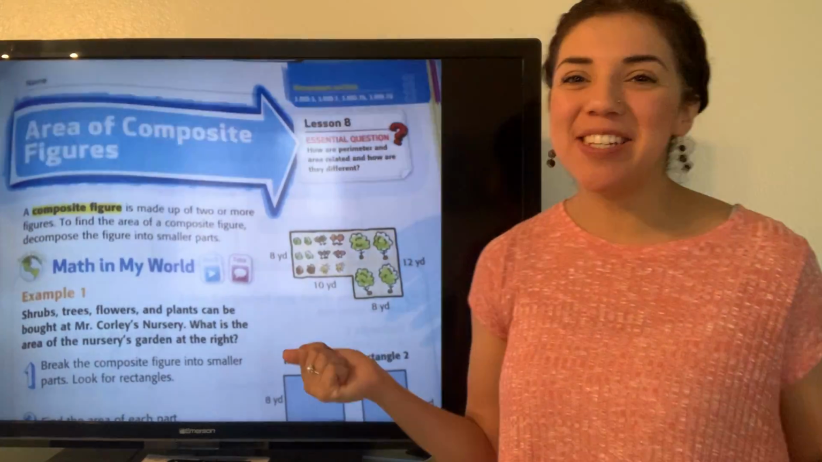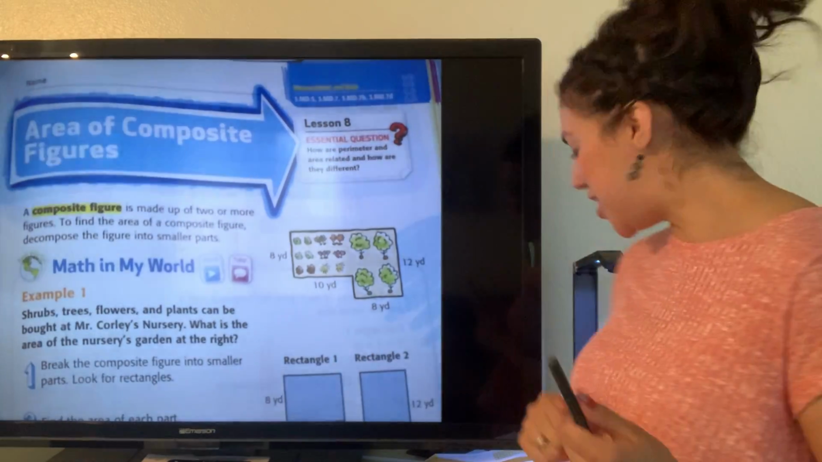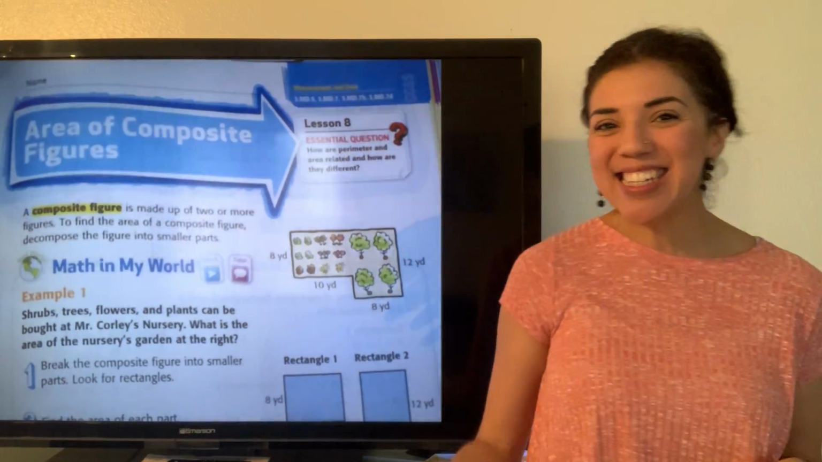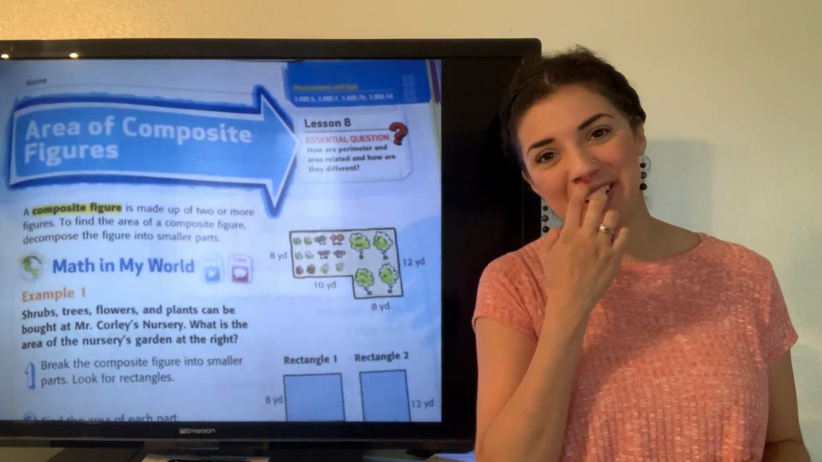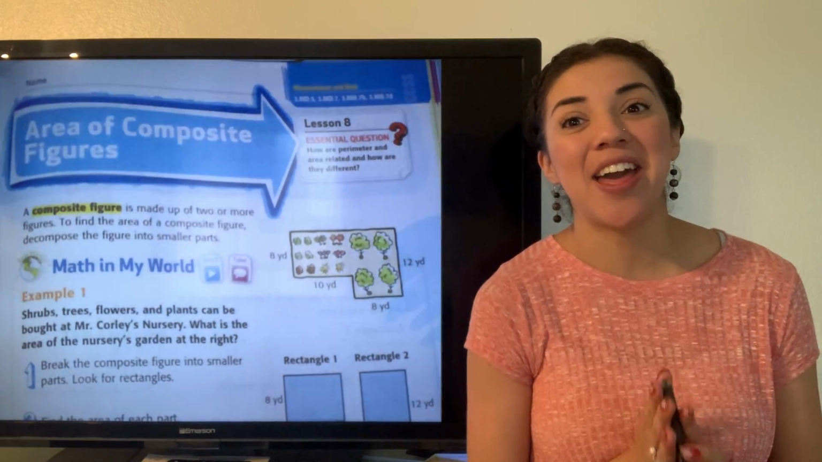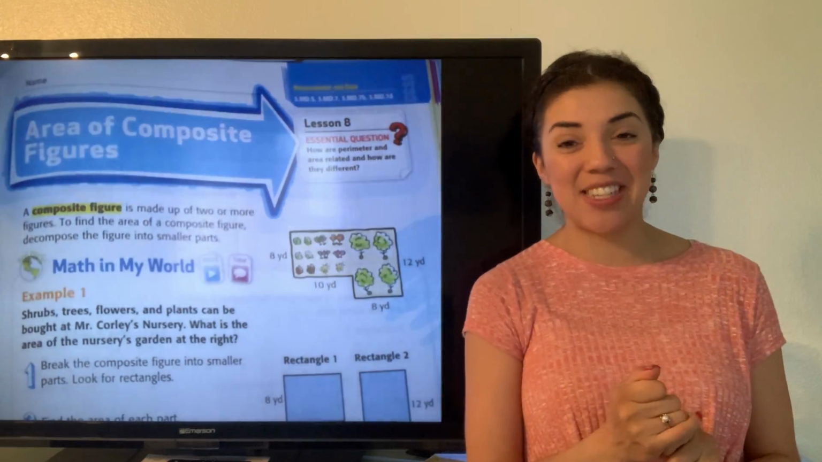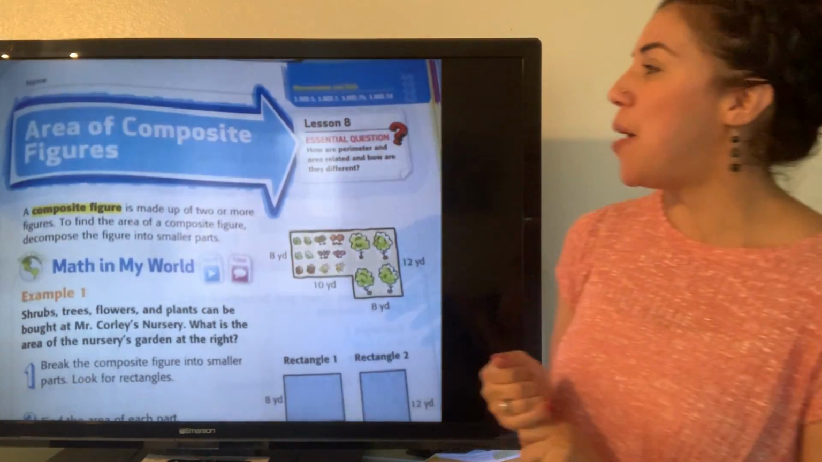Today we're going to go ahead and start our new lesson, Area of Composite Figures. This lesson starts on page 797. I hope you guys are having a great day so far. Okay, Area of Composite Figures. Here we go.